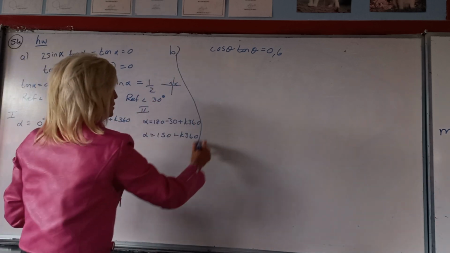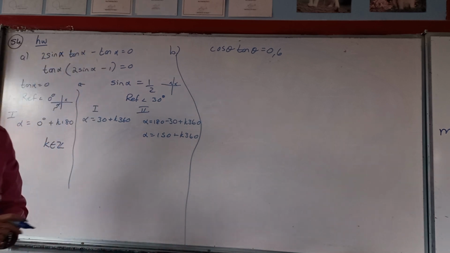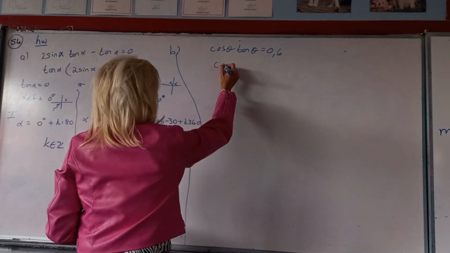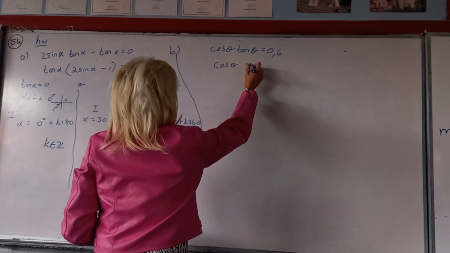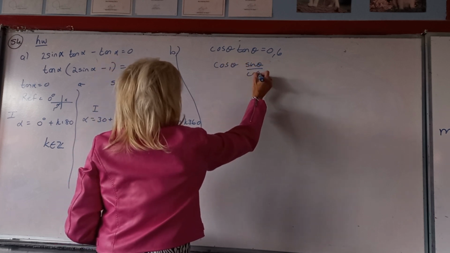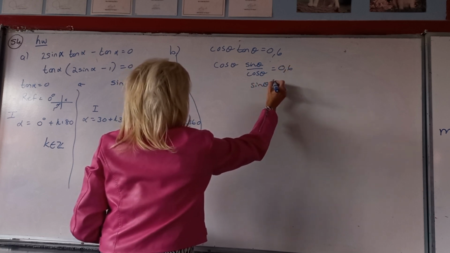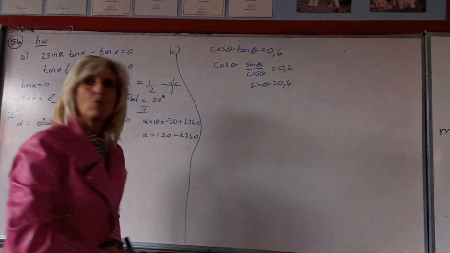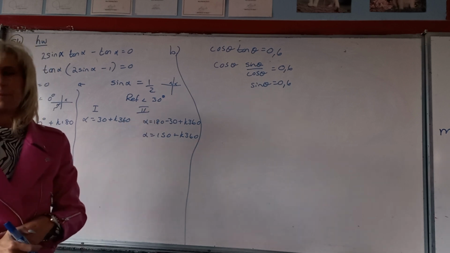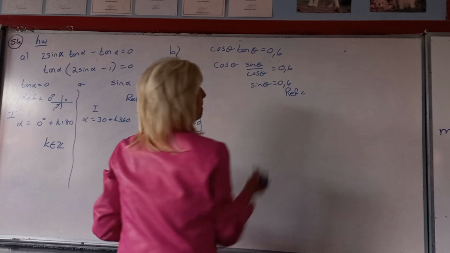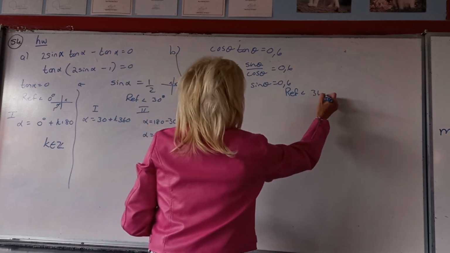Again, a general solution. Type? Well, at the moment, no type. I've just got one thing to do. It's not even a type. You've just got to take the tan and make it sin over cos. And then the cos will fall away, and I'll be only left with sin theta equals 3 over 5, which is a type 1 sum, not even type 4 here. So we've got to get our reference angle, and the reference angle is 36.87.